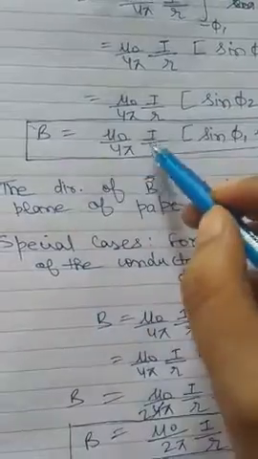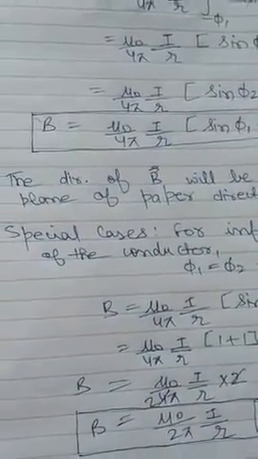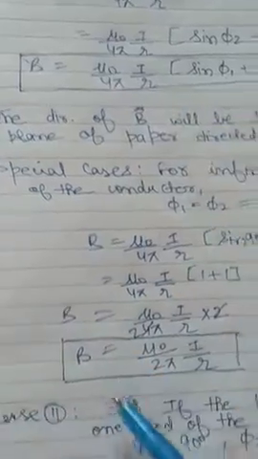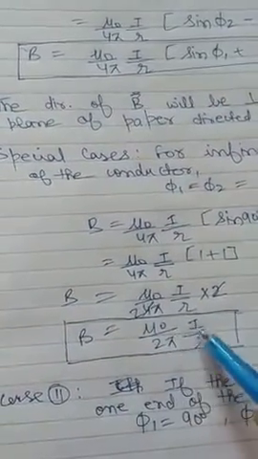Now one more thing. If you will observe, in all the cases magnetic field is inversely proportional to r. Is it? Here also we are getting the formula mu naught by 4 pi I by r. Here also we are getting mu naught by 2 pi I by r. Here in this case also we are getting B is equal to mu naught by 4 pi I by r. So that means we can conclude that B is inversely proportional to r. Is it?